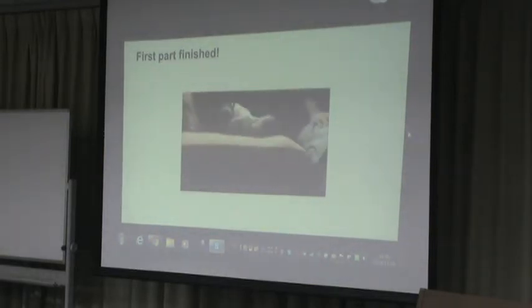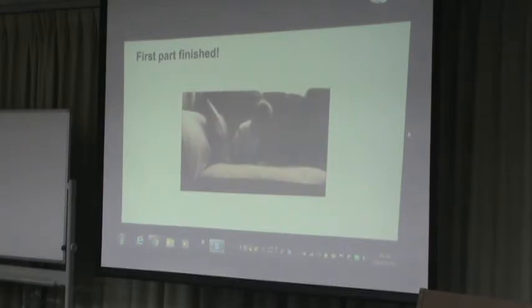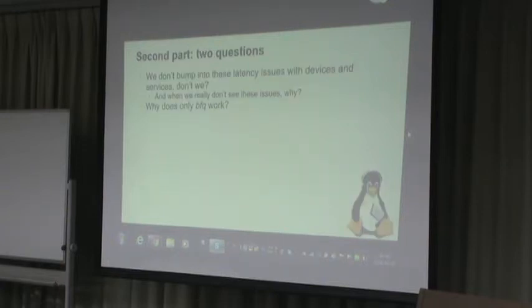I hope that none of you already fell asleep, and don't worry, we have only the last part, then it's over. So some possible questions that you might have are probably this one. Okay, Paolo, you showed us very bad problems, but we never bumped into these problems. Maybe. So why don't we usually see these problems? Another possible question is, why is BFQ magic?